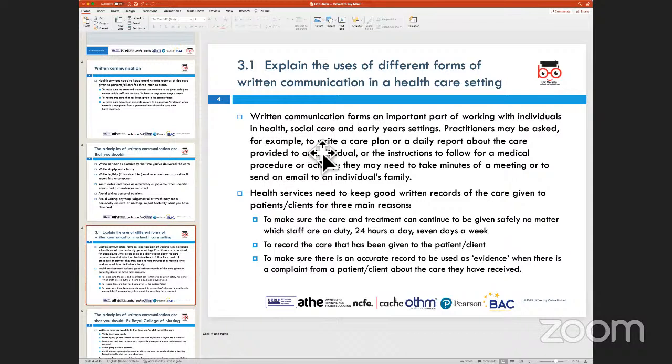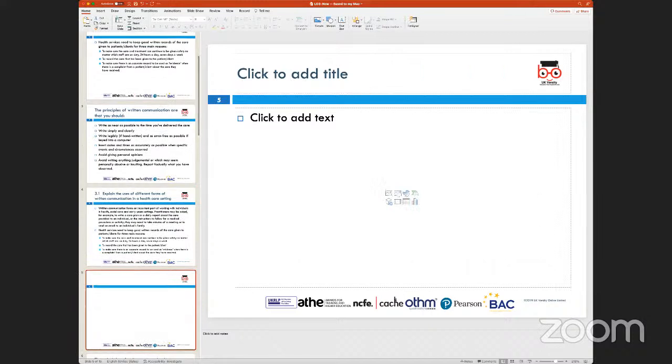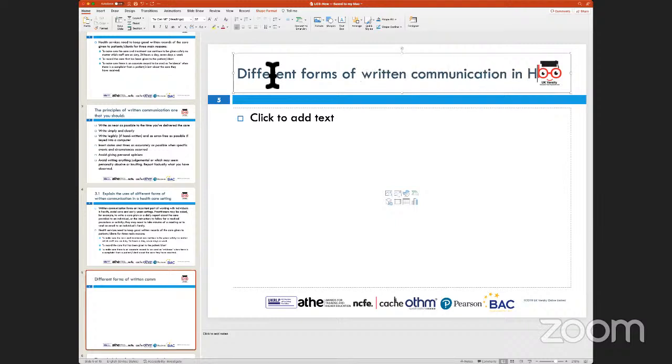What it is asking us to do is explain different forms of written communication in a health and social care setting. So first things first, what I would do in your case, if I have to explain the different forms of written communication in a healthcare setting, is first list them down. So let's list them down: different forms of written communication in HSC.